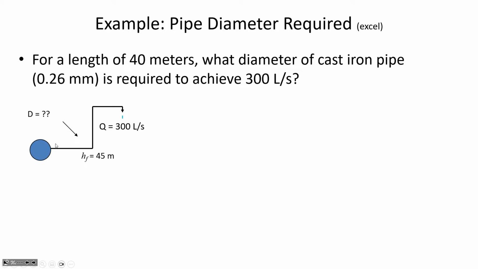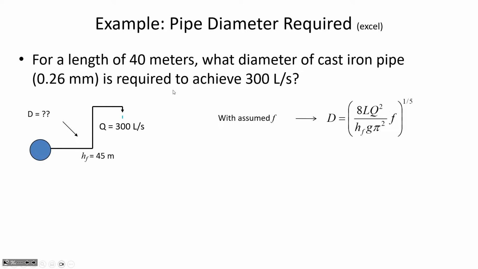We know that because we know the pressure in the pipeline, and we know that when the water comes out of this 40-meter pipe, it's discharging into the atmosphere. So for whatever reason, we know H sub F. The most simple way we'd know it is if we knew the difference in pressure between the beginning and the end of the pipe. So we want to know what pipe diameter is needed.